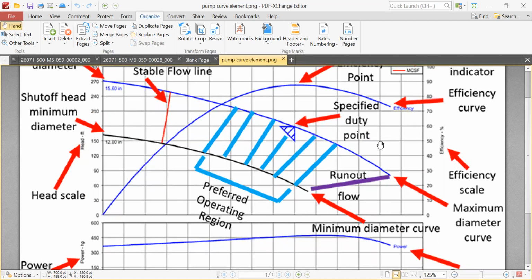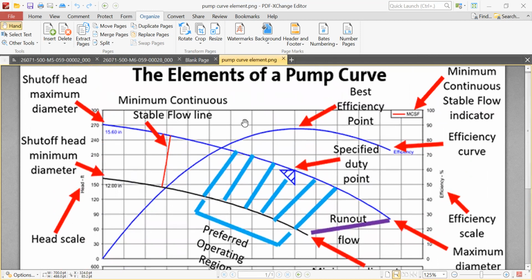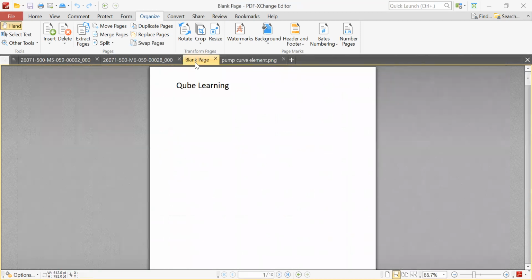We're going to discuss this pump curve, but I just want to point out that we have to focus on only two parameters in the pump curve. This one.